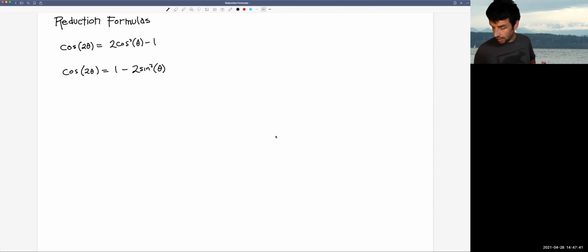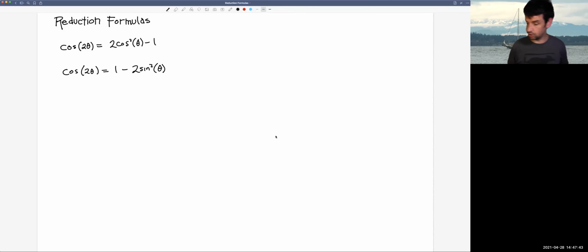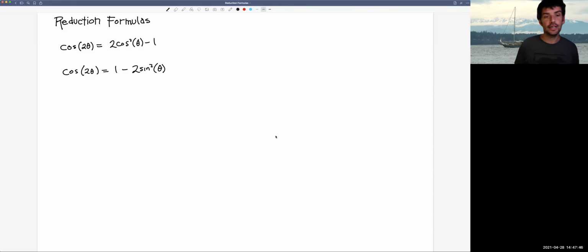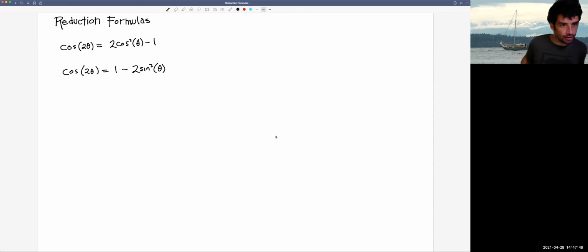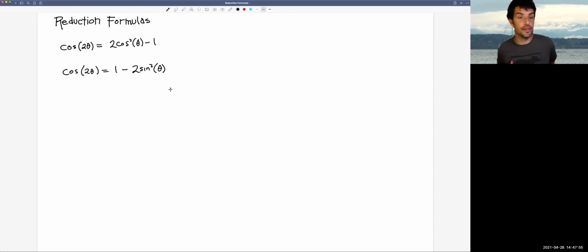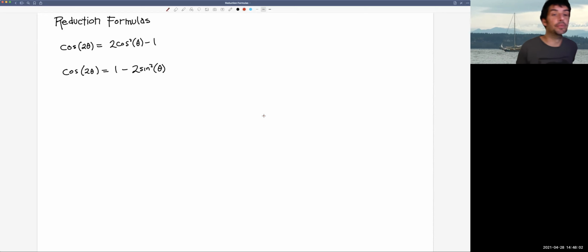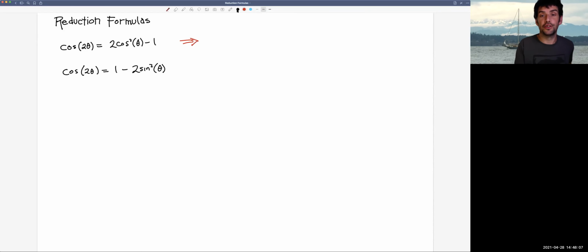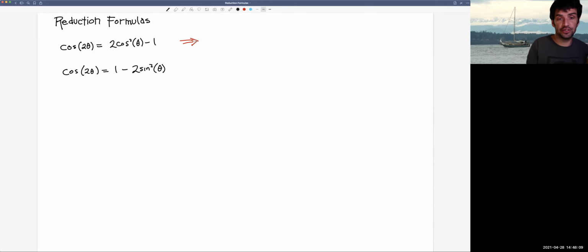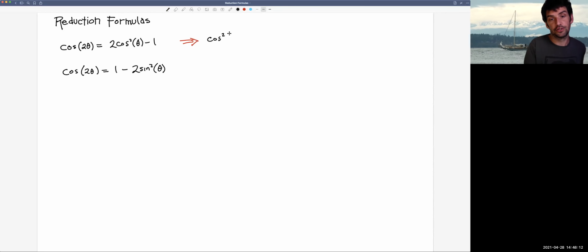Hey everybody. So we've got some more trig identities or formulas here, and we're gonna come up with what we call the reduction formulas, starting with the double angle formulas that we looked at in a previous video. And if we rearrange these equations, what I'm going to do is solve each one for the squared trig function. So in this case, I solve for cosine squared theta.